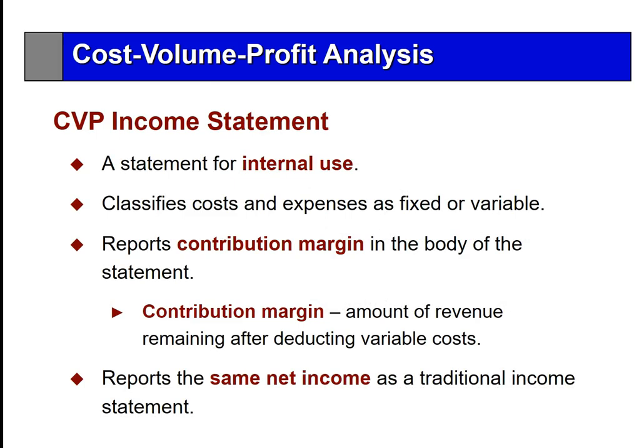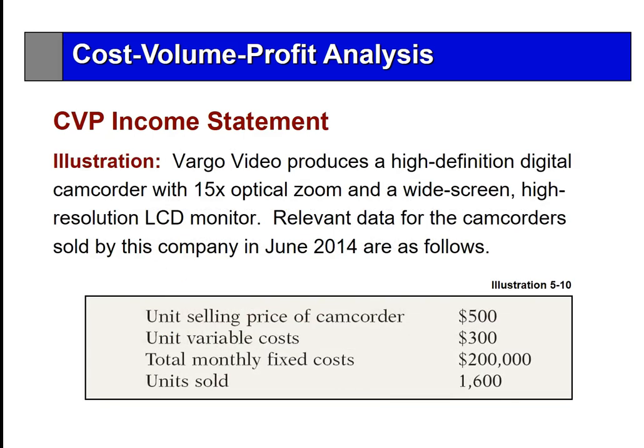Now the first thing to do is develop what's called a cost volume profit income statement. Now we're not creating an income statement, we're taking the original income statement and reformatting it into those costs that are fixed and those costs that are variable. And then determine what the contribution margin is. The contribution margin is the revenue that remains after deducting the variable costs. So we're not changing the income statement, but the way it is now, it is of little use to management. So we rearrange it, and this is only for internal use.